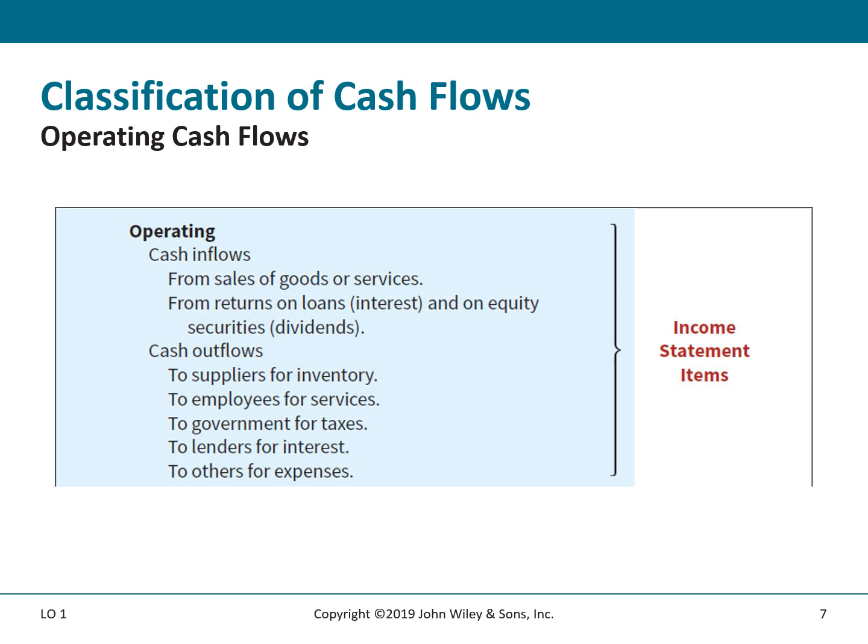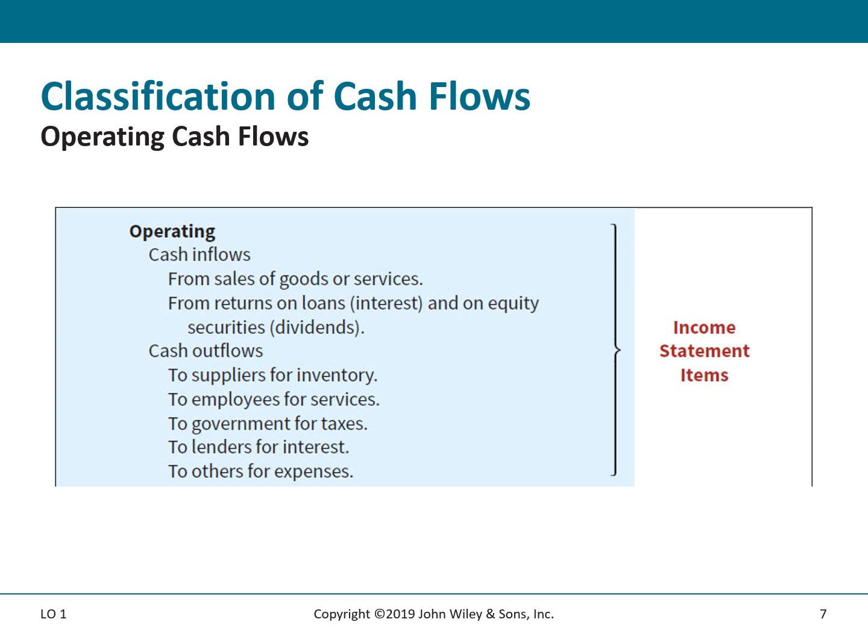So cash inflows from the sale of goods, from the returns on loans and interest, such as interest, and on equity securities, dividends. Cash outflows to suppliers for inventory, to employees for services, to government for taxes, to lenders for interest, and to others for expenses. All right, so one of the things you might want to note here is that in the operating section, there are some items that might be considered investing and financing activities that flow through your operating section.